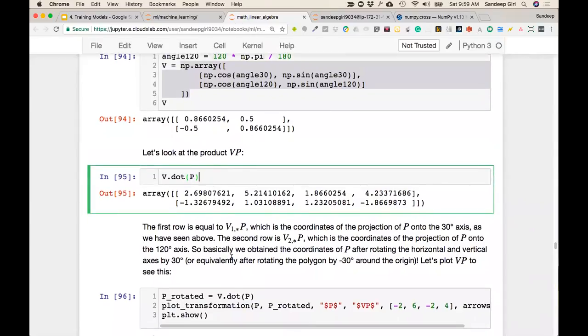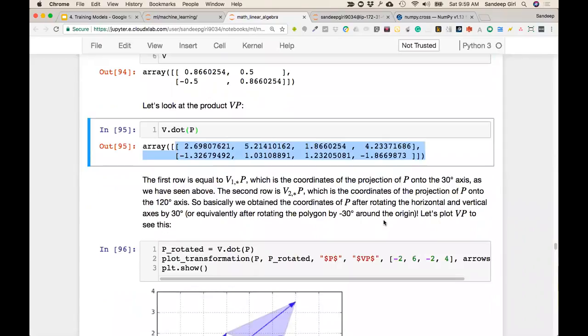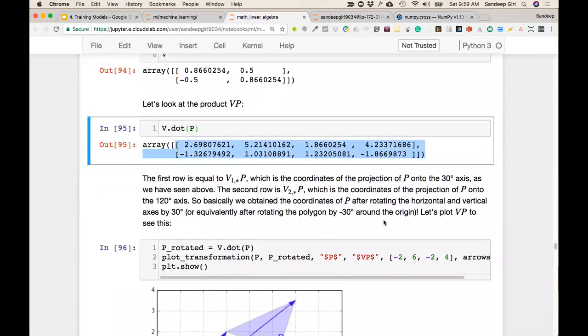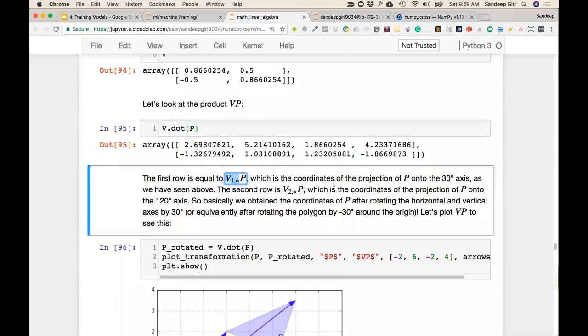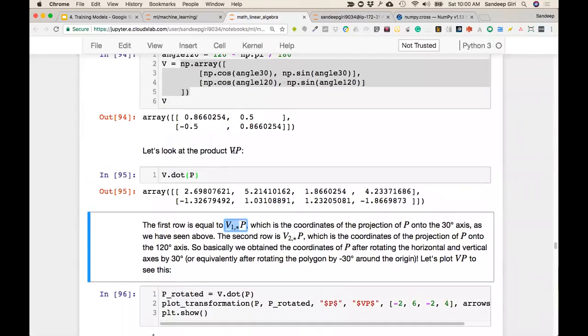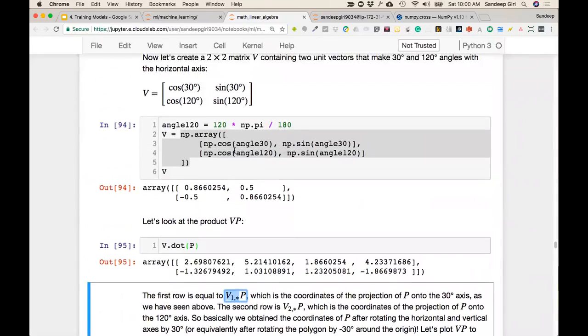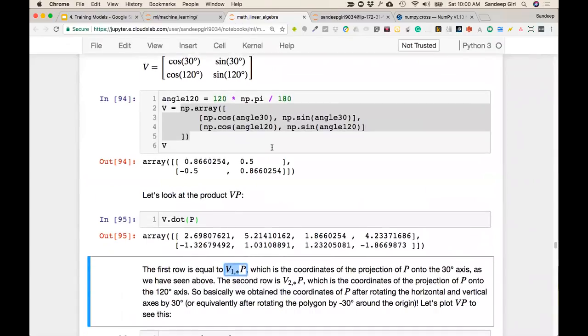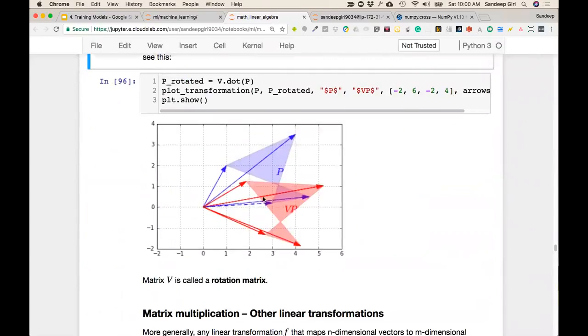Okay, so the first row equals V. This is clear to all of it, right? It's a standard one. Okay, so the first row is equal to V1 asterisk with P, which is the coordinate of the projection of P onto the 30-degree axis. So basically here, if you take a look at it, we are saying this multiplied by this. So whatever angle this one is forming, on that angle this projection is going to be there.